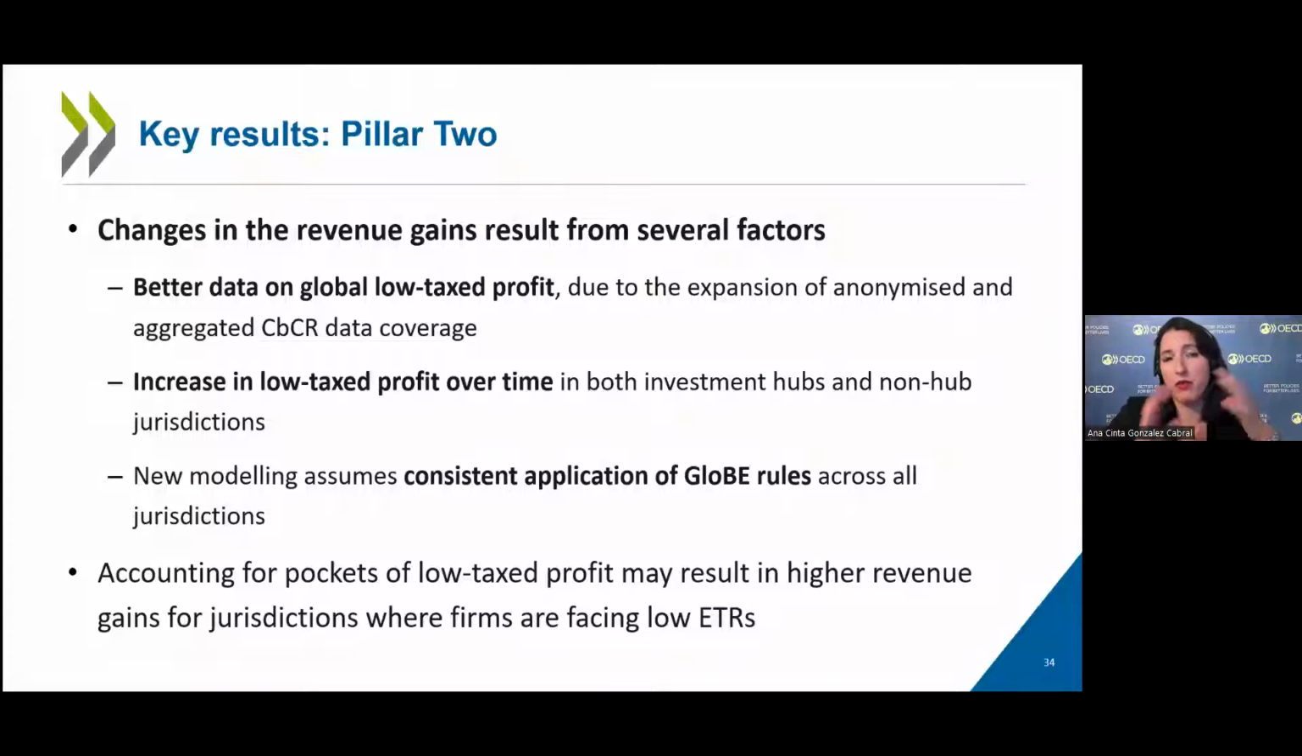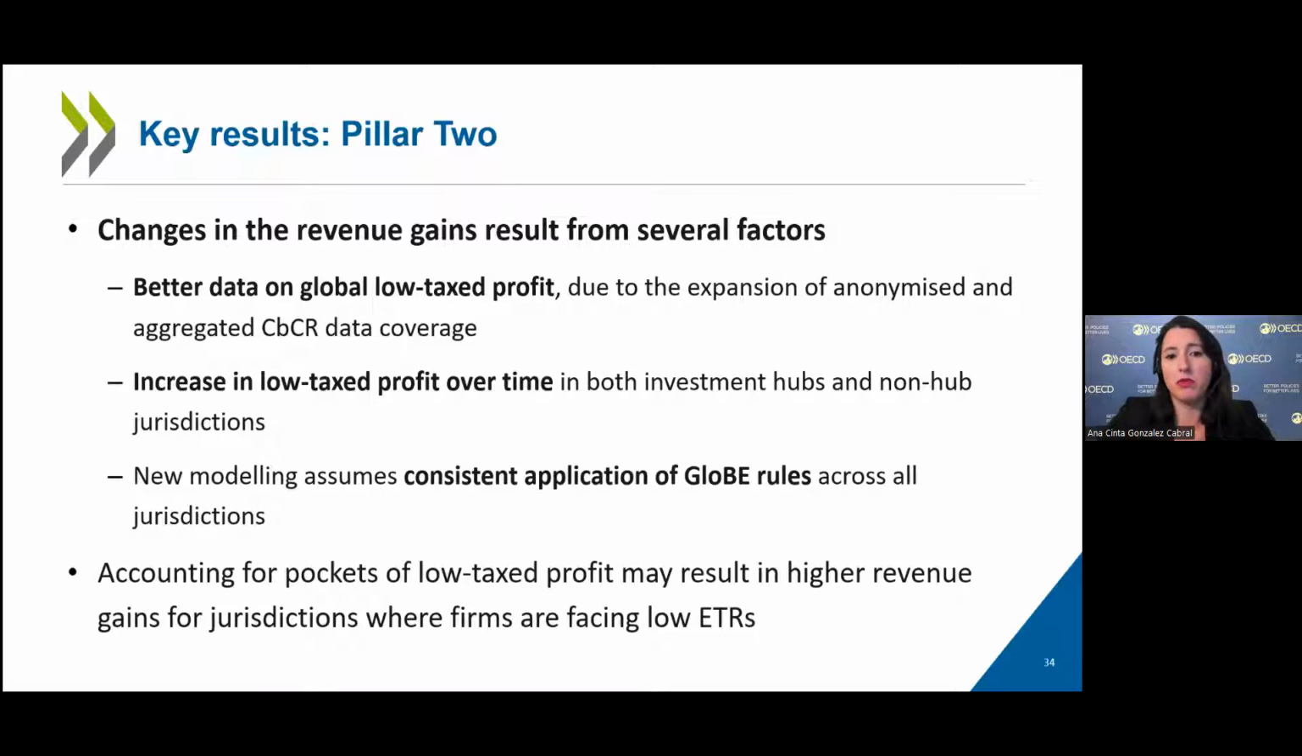The second reason is that even if we hold the data source that we're looking at constant, we do see an actual increase in low tax profit over time, at least up until 2018. And that occurs in both investment hubs and non-hub jurisdictions. So there is a real increase in the amount of low tax profits that are behind this revenue gain. And lastly, there is the assumption that we use of a consistent application of the GloBE rules across the sample, which is also behind some of this increase in the revenue gains.